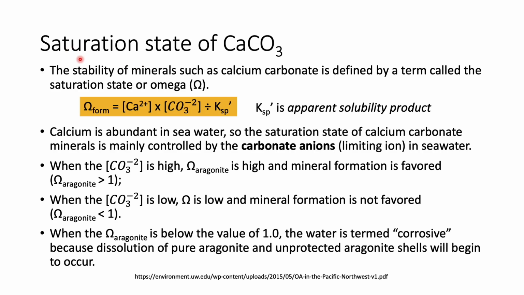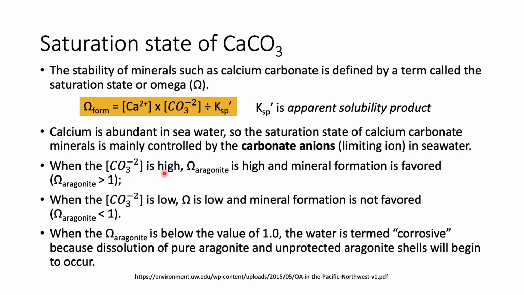Let us look at the saturation state of calcium carbonate. The stability of a mineral such as calcium carbonate is defined by a term called the saturation state, or omega. This is given by omega equals calcium 2 plus times carbonate 2 minus, divided by the apparent solubility product. When calcium is abundant in seawater, the saturation state of calcium carbonate mineral is mainly controlled by the carbonate ion, the limiting ion in the seawater.